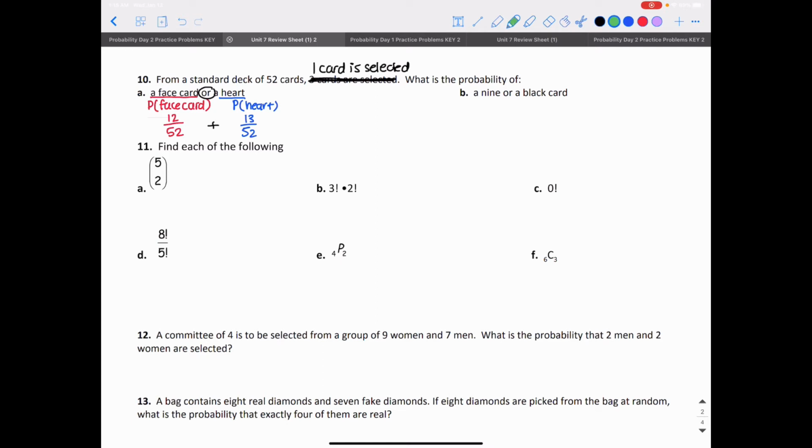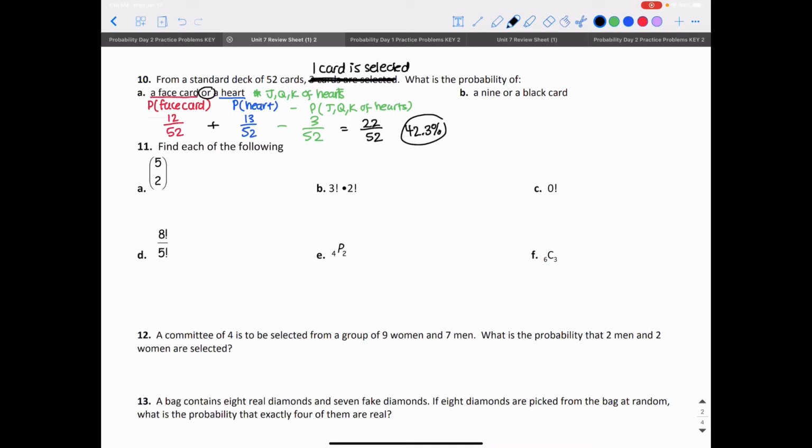And then I'm going to take away anything that they have in common. Hearts and face cards only have 3 in common. The Jack, Queen, and King of Hearts. So those are 3 cards in common. So I'm going to subtract the probability of getting the Jack, Queen, or King of Hearts. That's 3 cards in the deck out of 52. I'm subtracting that. So I'm going to get, when I do that, 22 out of 52 is my probability. If I divide, I'm going to get 42.3% about.